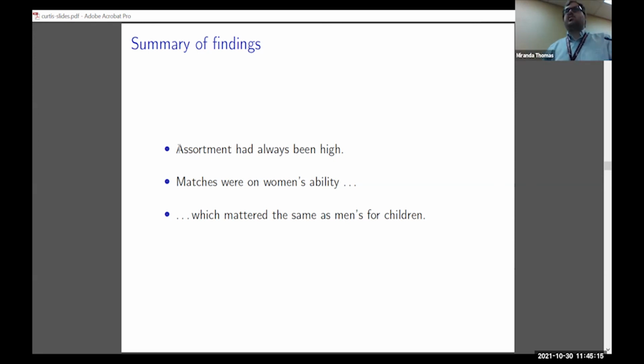And I think that helps explain why in modern papers, there is very mixed evidence on whether or not assortment has gone up as women entered the labor force. And the answer is because it mattered before who you married. And it mattered because mothers mattered as much as fathers for child outcomes.